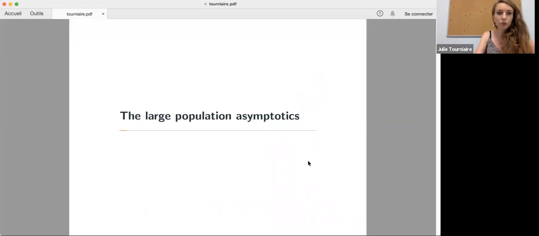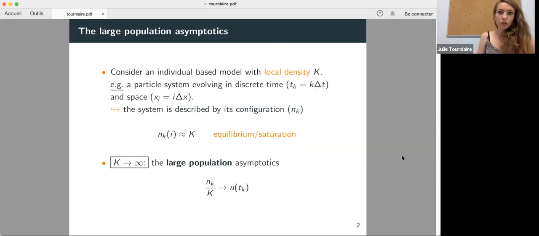The first approach to solve this problem is the large population asymptotics, which has been widely documented in PDE theory. We start with an individual-based model with local density K. An individual-based model means a model in which we describe the reproduction and the displacements of each particle.